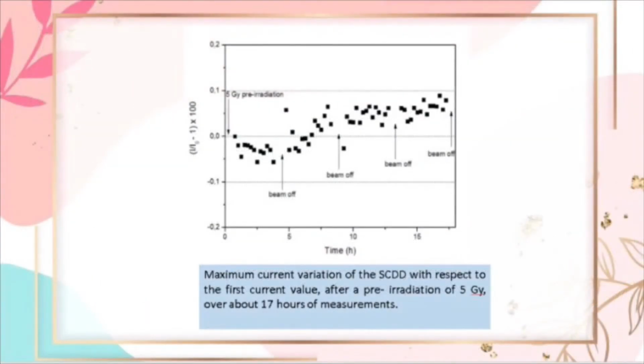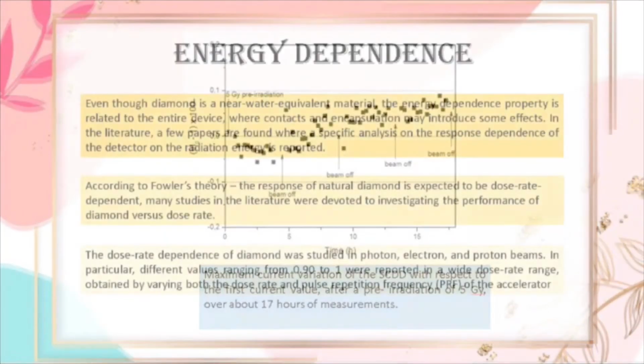So, this figure shows the maximum current variation of the SCDD with respect to the first current value after a pre-irradiation of 5 gray over about 17 hours of measurements. The maximum current variation of the SCDD is lower than plus or minus 0.1% and respects their criteria.